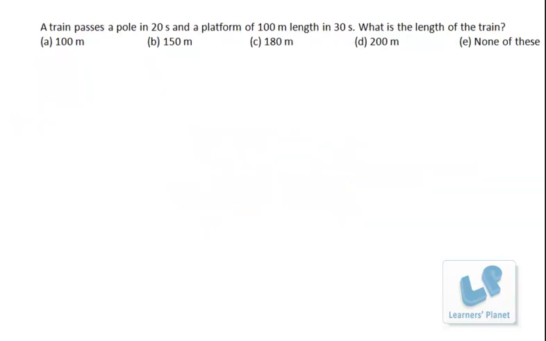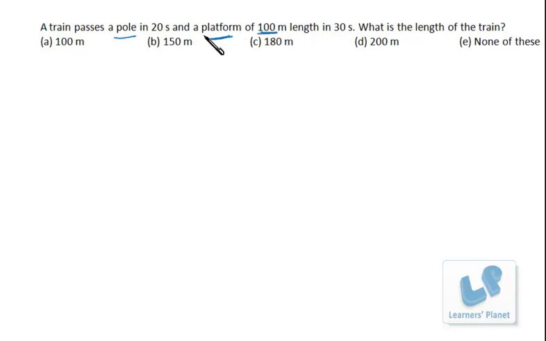Now a problem on trains. A train passes a pole in 20 seconds and a platform of 100-meter length in 30 seconds. What is the length of the train? Now when there is a case of train, we have to consider the length of the train also, right? Now here we are having two objects. One is the pole, and the width of the pole is actually negligible, right? But the width of the platform is not negligible. In this case it is 100 meter, right?